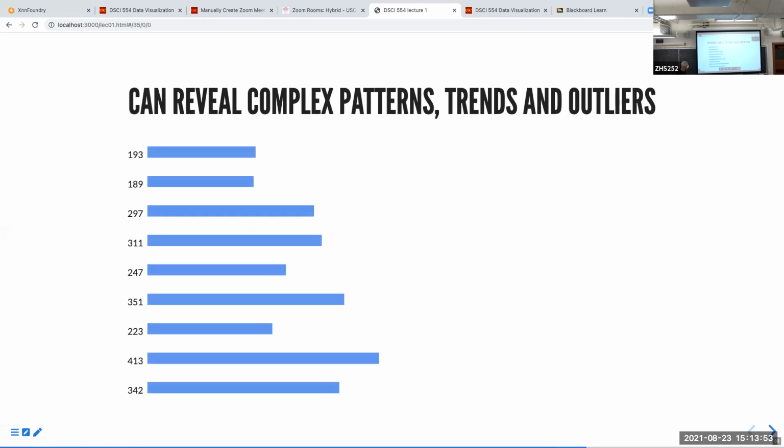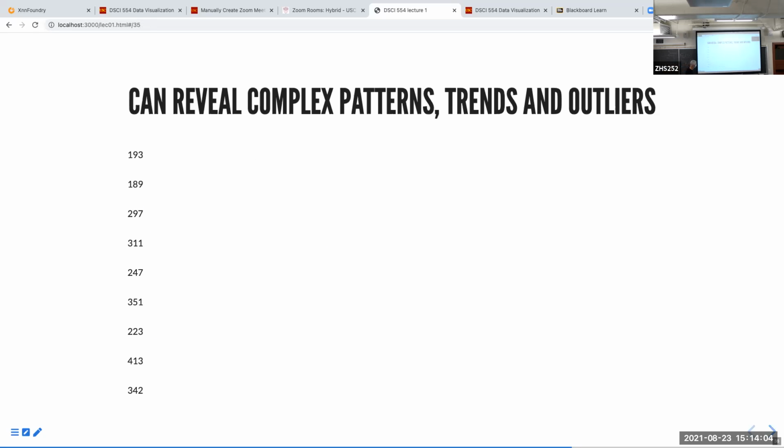Here is the part that has to do with seeing patterns. So here you very quickly just look at the numbers. You need to either sort them or scan them sequentially to understand which one is the largest, which one is the smallest, the distribution, and so on.